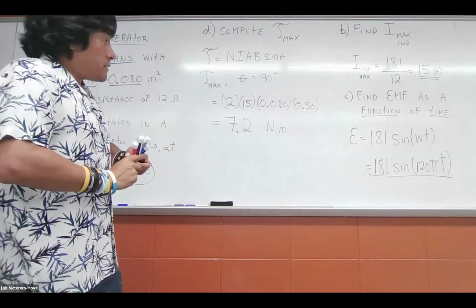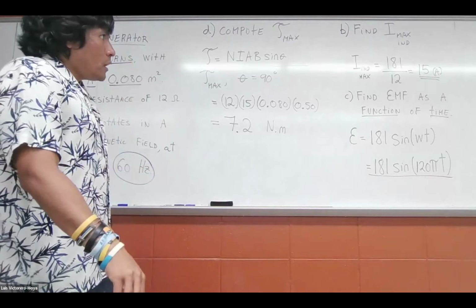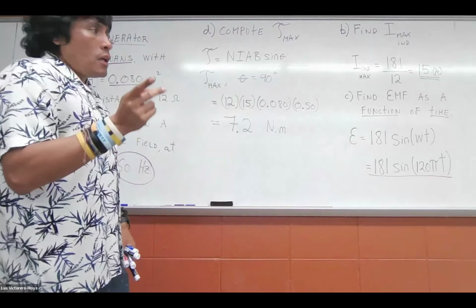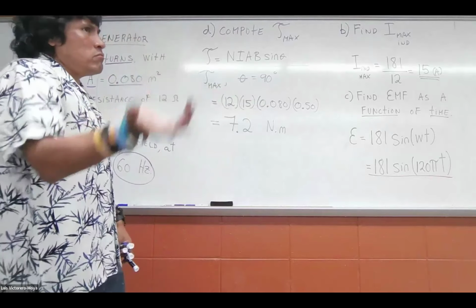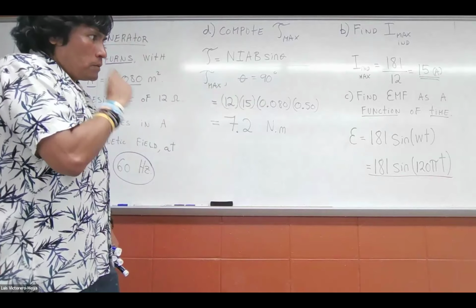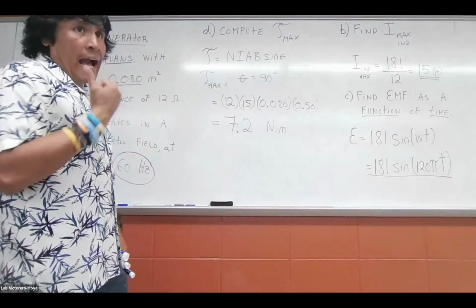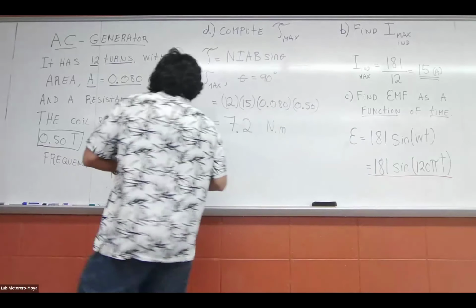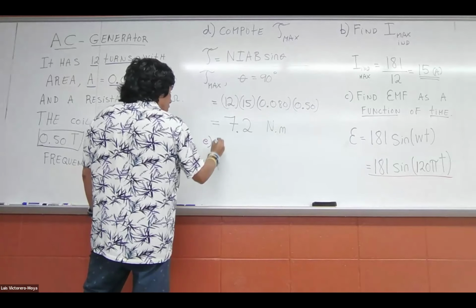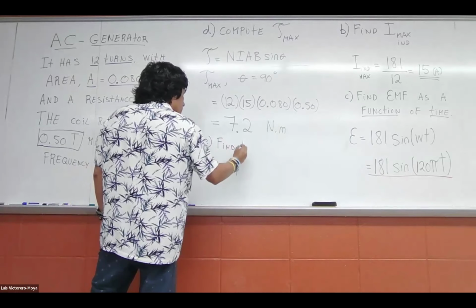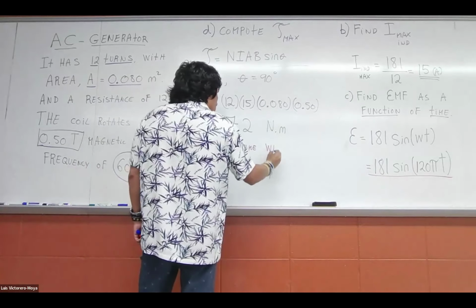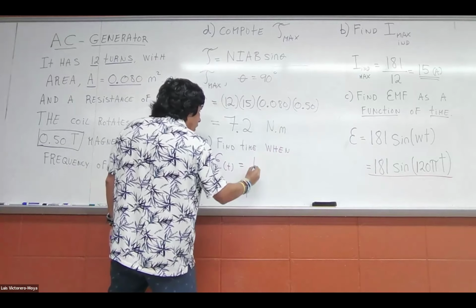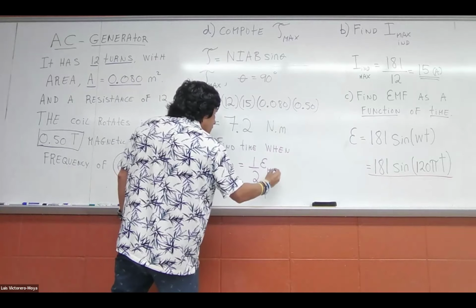And part E is actually very important. In this part, you want to find time. You see the variable time, you haven't really used it, but we want to find time, and this can be a different type of question, in different situations. We want to find the time when the coil reaches half of the maximum value. So, find the time when the E as a function of time is equal to half of E max.